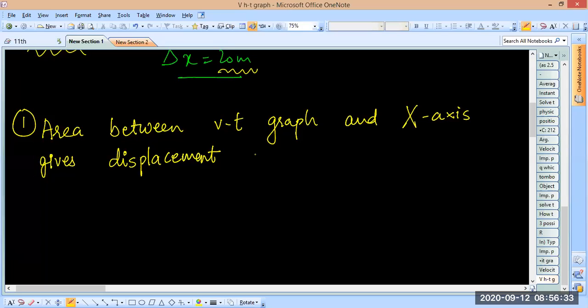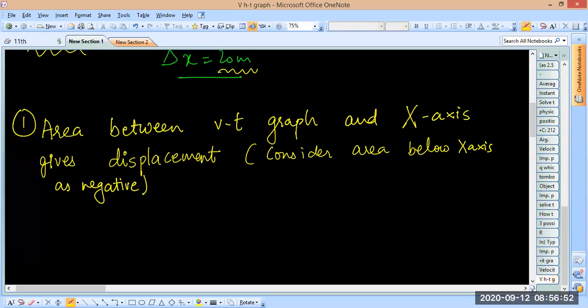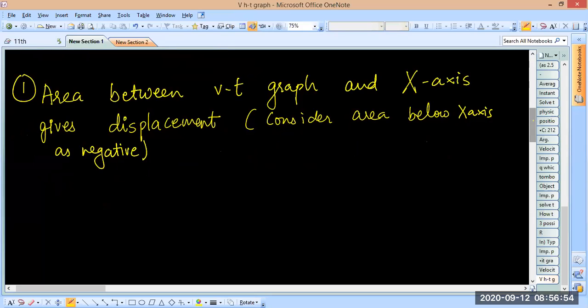Okay, and in the bracket write this as follows. Consider area below axis or area below x-axis as negative. Okay, so that's what we have to write. I will explain this, don't worry about that.